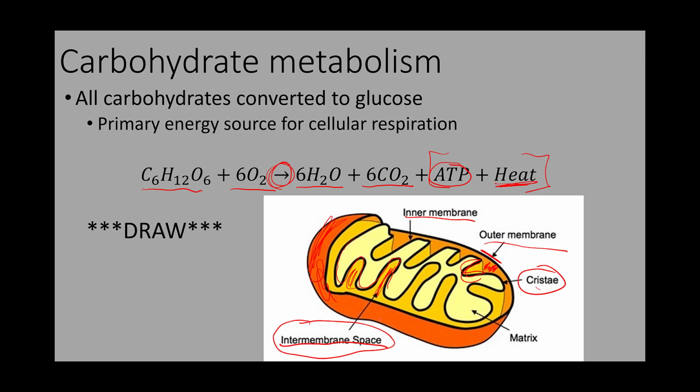Now, there is some open area inside the inner membrane, this kind of pale yellow here. That area is filled with this jelly-like substance called the matrix, or the mitochondrial matrix.